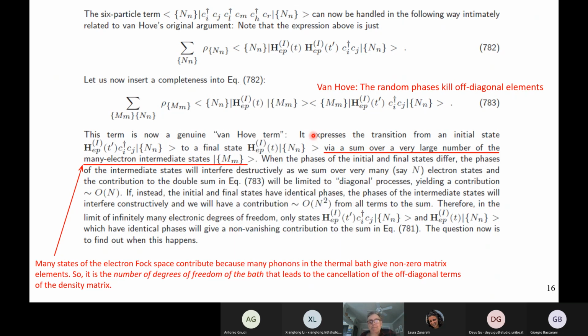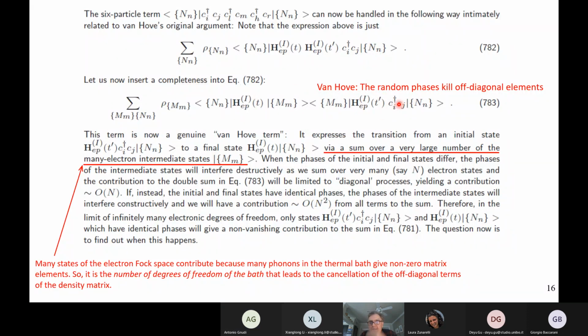It's extremely messy. So the argument that Van Hove gives is, look at this piece. We have one state here, which is a fixed number of electrons, a fixed Fock state. This is the same Fock state, but then I apply a c dagger i c j. So this becomes a different state. Now we have this thing in the middle.